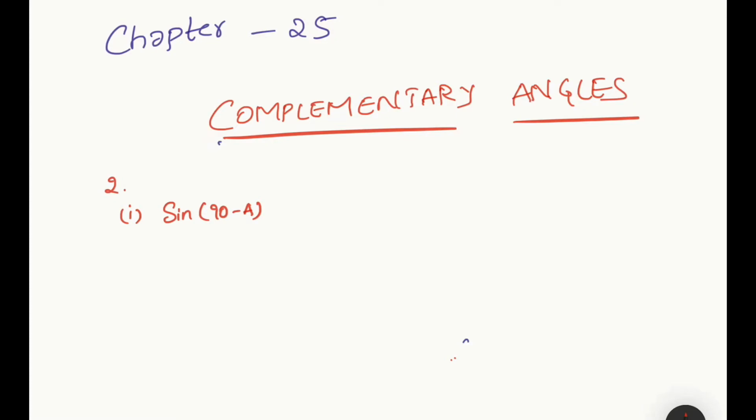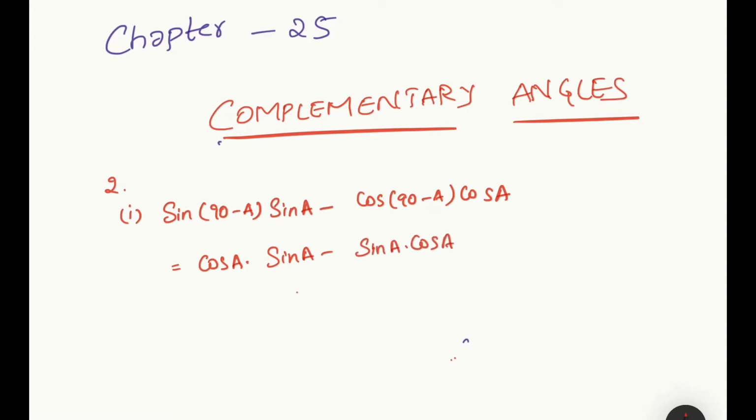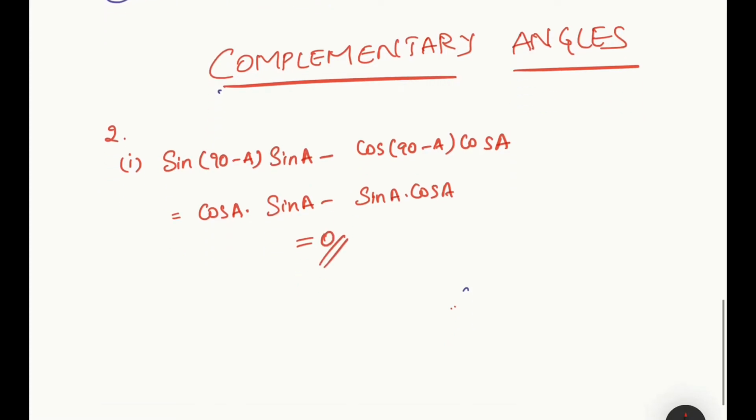sin(90 minus A) into sin A minus cos(90 minus A) into cos A. Sin(90 minus A) will be equal to cos A, into sin A, minus cos(90 minus A) is sin A, into cos A. That is equal to 0. Okay.